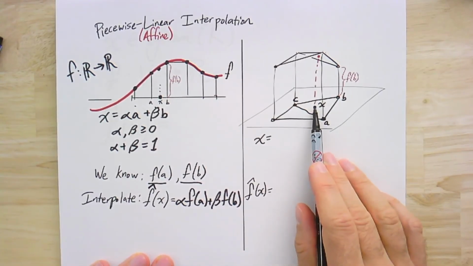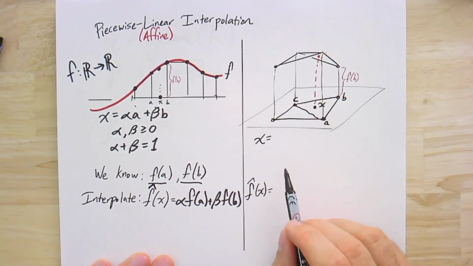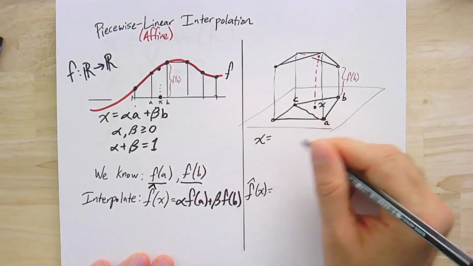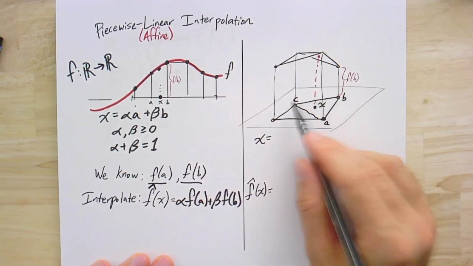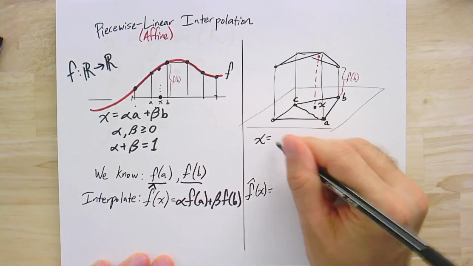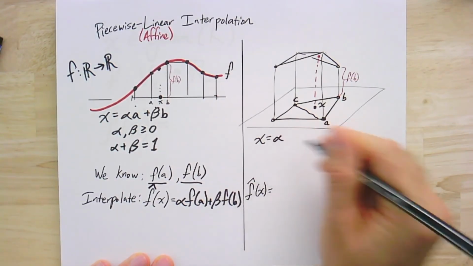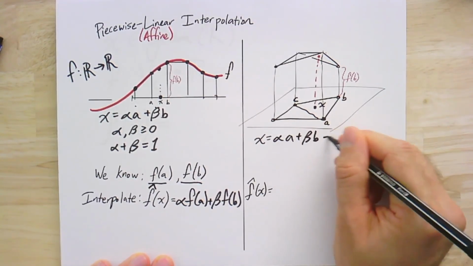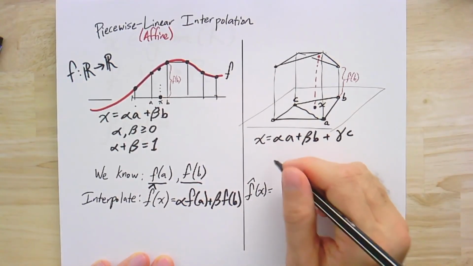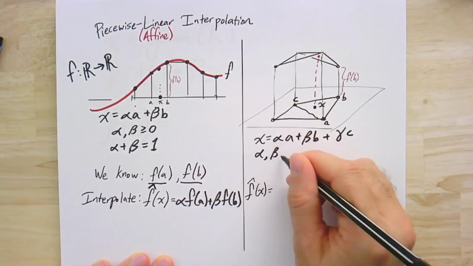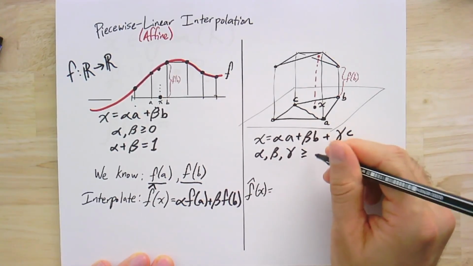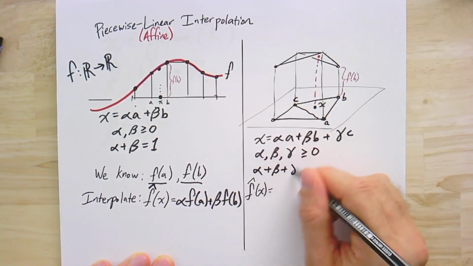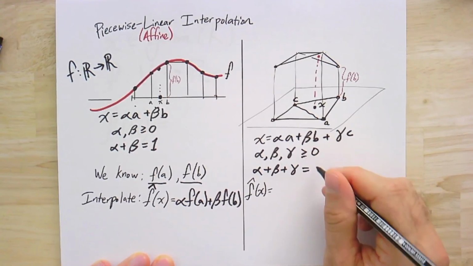Now I can look at points in the image of that embedding, and I can use them to interpolate a function. So, for example, in this case, I have a, b, and c. That's the image. This is where I've embedded these 3 vertices. So x is equal to some convex combination of a, b, and c. Let's call it alpha a plus beta b plus gamma c. It's a convex combination, so it's non-negative. So alpha, beta, and gamma are all greater than or equal to 0. And it's affine, so alpha plus beta plus gamma is equal to 1.